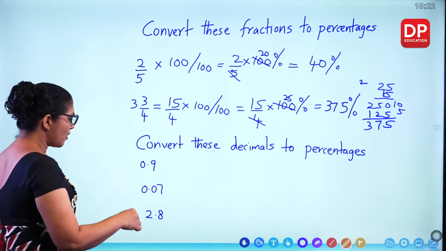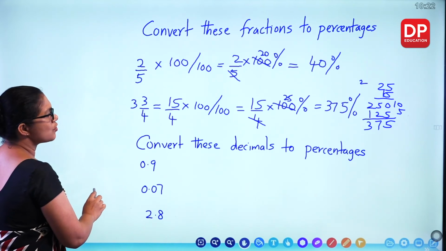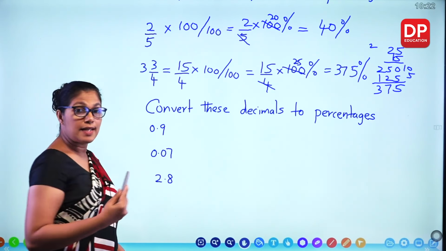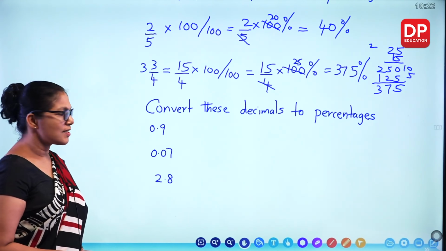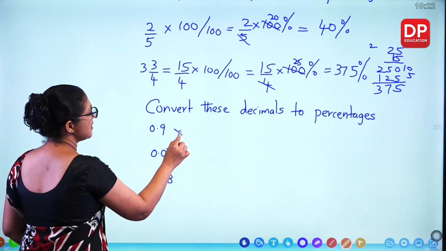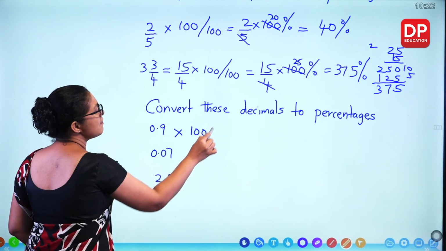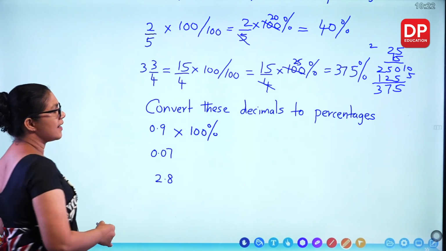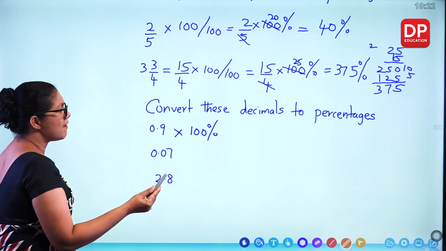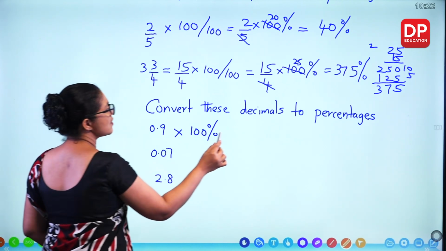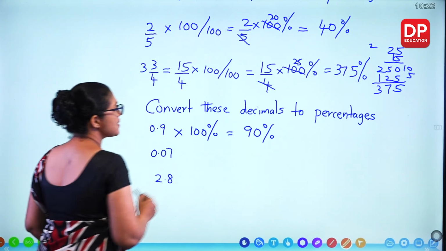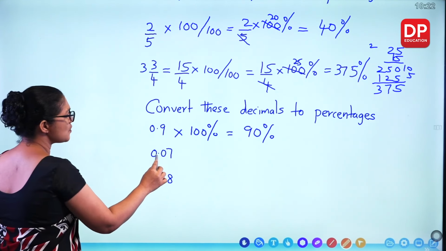Now look at these ones. Now we need to convert these decimals to percentages. Again, what we do? We'll multiply and divide by 100. I can write like this. Basically, 0.9 divided by 100. 2 places to the right, you get 90%.